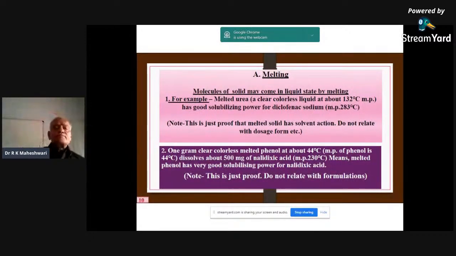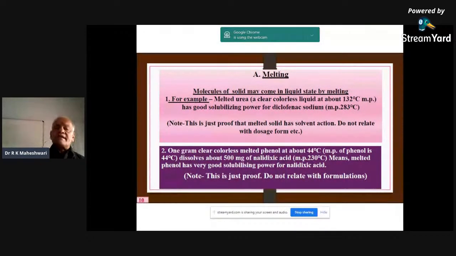Number two example: 1 gram of clear colorless melted phenol at about 44 degrees centigrade, which is the melting point of phenol, dissolves about 500 milligram of nalidixic acid. The melting point of nalidixic acid is 230 degrees centigrade, which says that nalidixic acid has not been melted at 44 degrees centigrade, the temperature of melted phenol. So melted phenol has very good solubilizing power for nalidixic acid: 500 milligram per gram of melted phenol means about 50% solubility, very high.